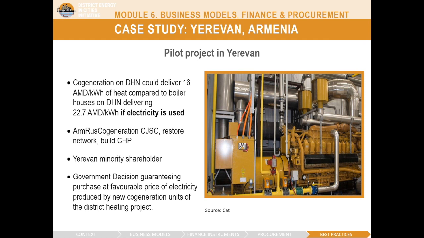Using these calculations as a basis, a special decision of the Government of Armenia was adopted in April 2006, which recommended to the Public Services Regulatory Commission to set a favorable purchase price for all electricity produced from the cogeneration units of the Avan pilot project during the first 5 years after commissioning of the generation units. It specifically influenced the investment decision of a foreign investor, and in 2006, a heat supply company, Armrus Cogeneration CJSC, was founded with the majority of shares owned by one foreign investor and the minority held by the municipality of Yerevan.